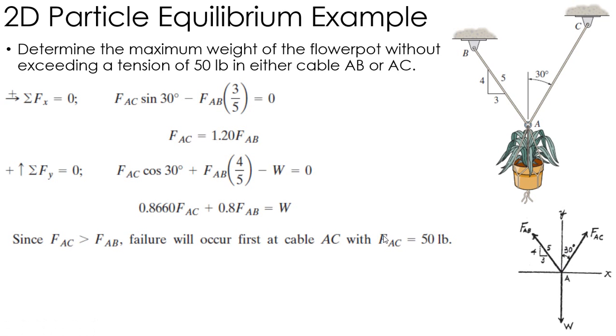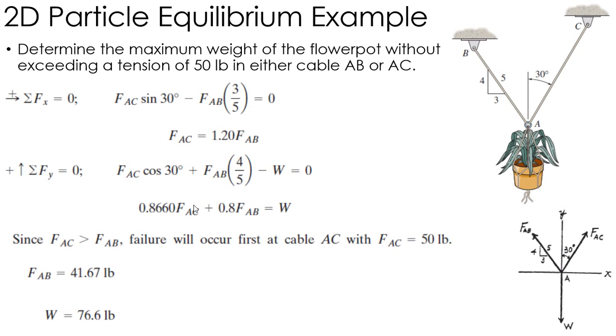So I'll set that one to 50, which lets us set AB to 41.67 by solving this top equation here. Again, had I set FAB to 50, then AC would have been 60 pounds, which it can't be. So I know AC had to be 50, giving me FAB 41.67, which I get up here. Plugging those two values into the Y equation, I determine that the weight is 76.6 pounds.